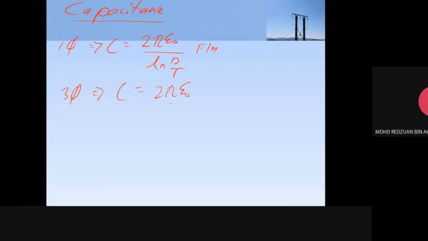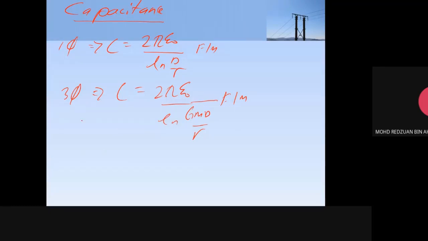So for the capacitance, we have single phase. Capacitance is given by C equal to 2 pi epsilon naught over ln d over r, farad per meter. For three phase single circuit, we have C equal to 2 pi epsilon naught over ln GMD over GMR, farad per meter.